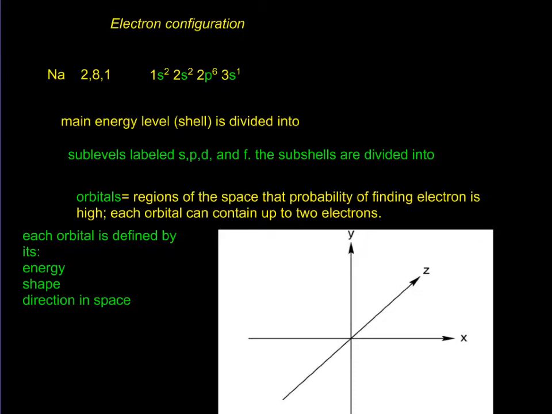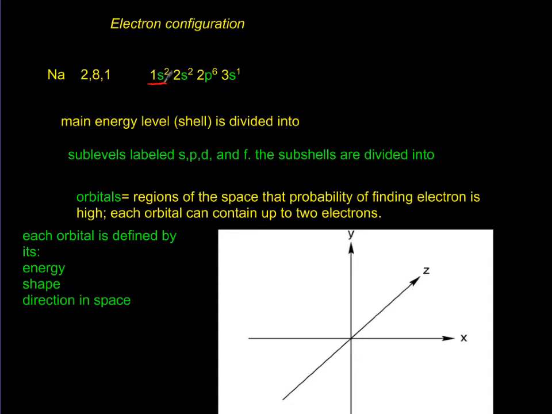If we ask you to write the electron configuration of sodium, we write it as 2, 8, 1, which is okay, meaning it has 3 shells. First shell has capacity for 2 electrons, second one 8, and the valence electron is on the third shell. Here we give you a little bit more description.